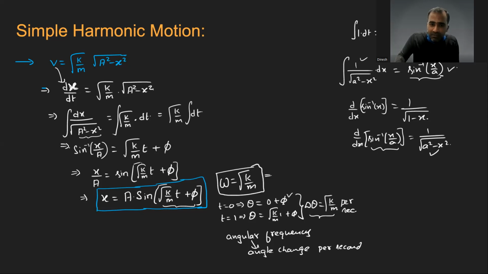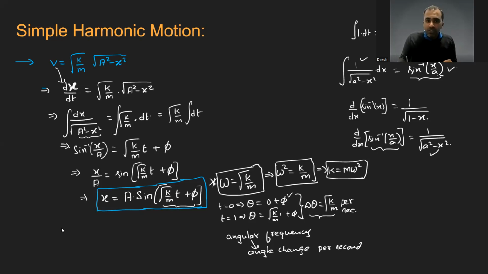So let's simplify it further. Omega square is equal to k by m. K is equal to m omega square. Is it okay? Can we write it like this? All three are the same thing. I'm just rearranging and writing. Omega equal to root of k by m. Just remember this much. From this, you can get the other two. So I hope we got what omega is.